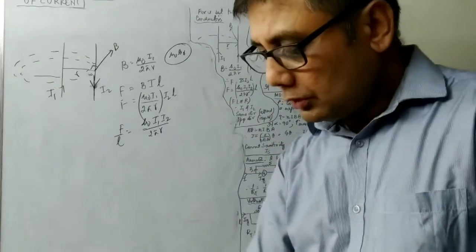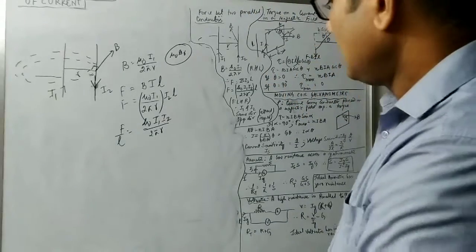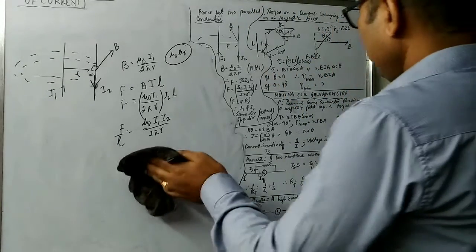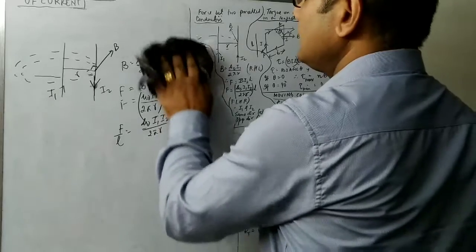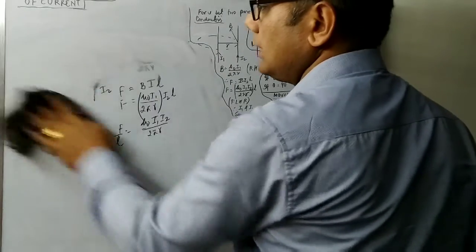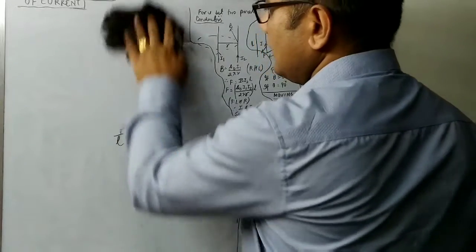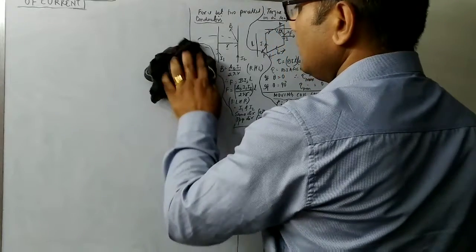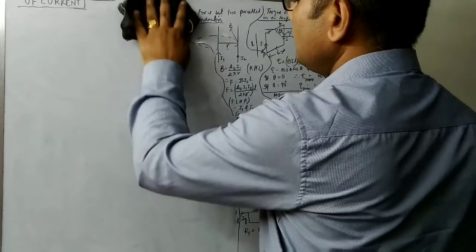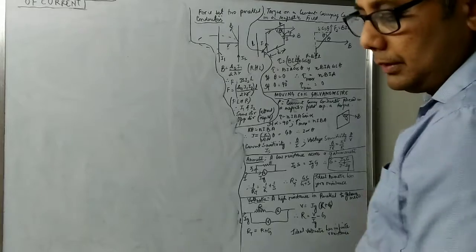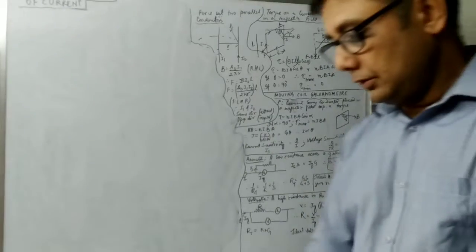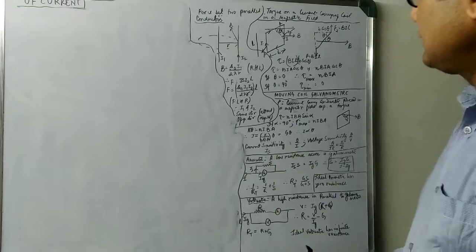Yeah? So, this is a basic concept that you have to keep in mind, that if the two wires are carrying current in the same direction, they will get attracted, and if they are carrying current in the opposite direction, they will get repelled. So based on this, there are a lot of numericals, which I will discuss in another video. But today, first let us complete this.